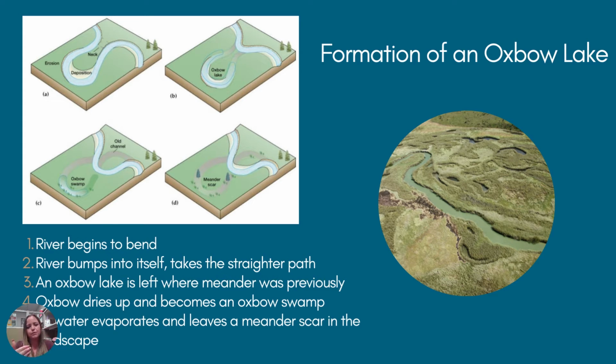And so when those curves bump into each other, the water goes, wait a minute, I'm going to take the easier path. I'm going to take the straighter path. And so the water takes the straighter path through the landscape, and it leaves behind that curve. That curve that's left behind is known as an oxbow lake. Problem with oxbow lakes is they don't have any water coming in and out of them, right? Unless it rains, the water's going to continuously evaporate or infiltrate.